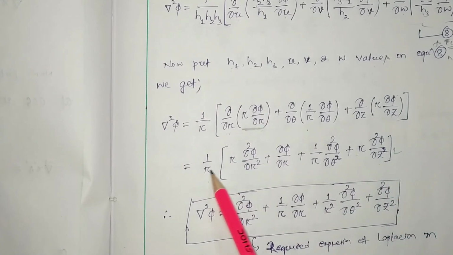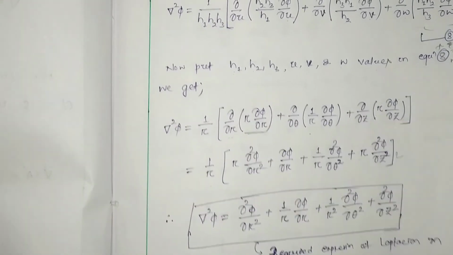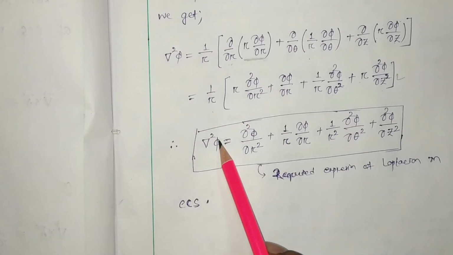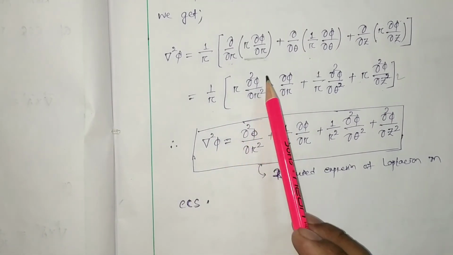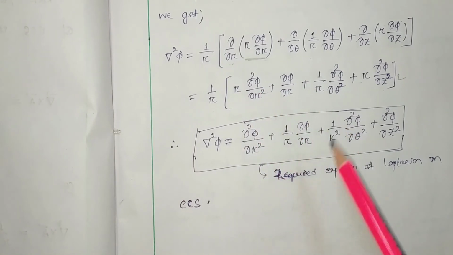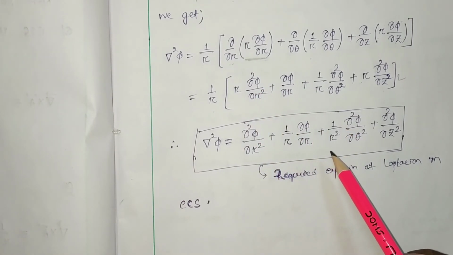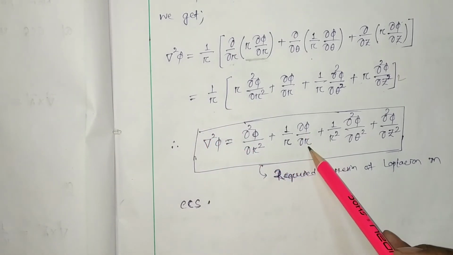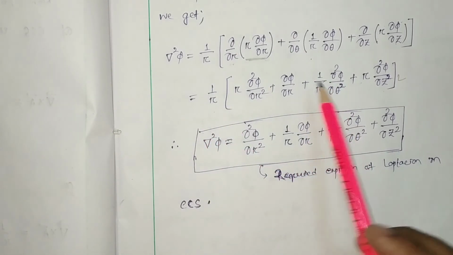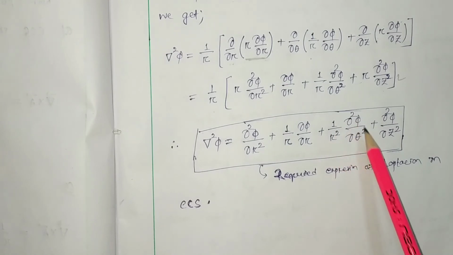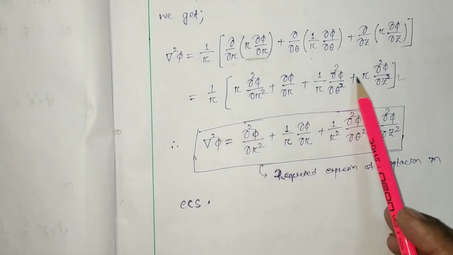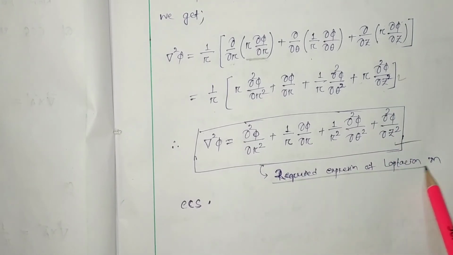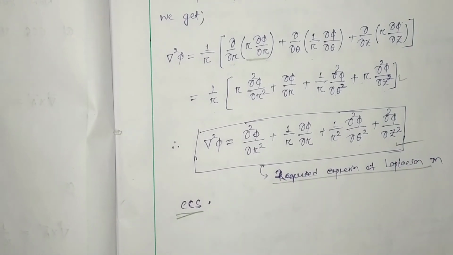Now we multiply 1 by r with each term. What do we get? The r got cancelled. We found del square phi is equal to del square phi by del r square plus 1 by r del phi by del r plus 1 by r square del square phi by del theta square. Here r got cancelled, so plus del square phi by del z square. So this is the required expression of the Laplacian in cylindrical coordinate system.